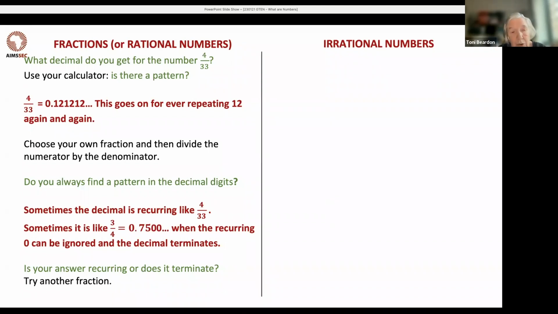And of course, your number may actually terminate. For example, 3/4 would end in 0, 0, 0, 0, and there's your pattern. But we don't usually write down any of those zeros.